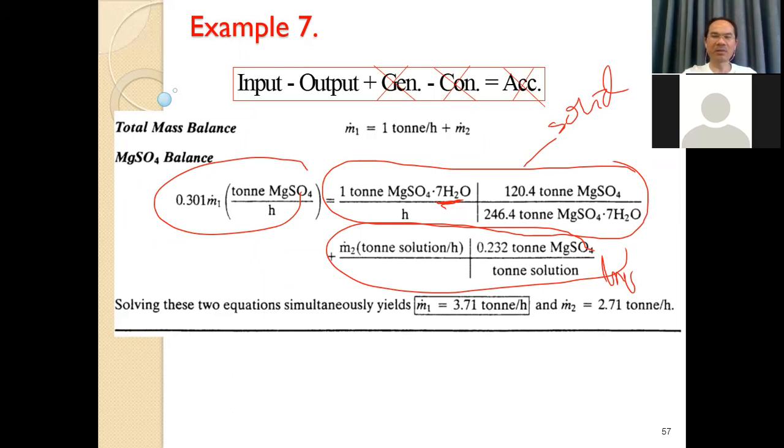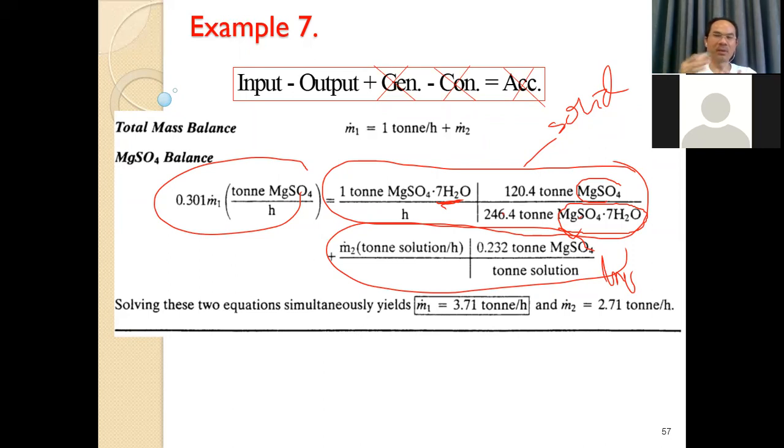Okay. For this case, you have to calculate the molecular weight of magnesium sulfate heptahydrate and magnesium sulfate. The outlet is 1 ton per hour of magnesium sulfate hydrate. You also know the molecular weight of magnesium sulfate heptahydrate, it is 246.4 ton per ton mole. And the molecular weight of magnesium sulfate is 120.4 ton per ton mole.